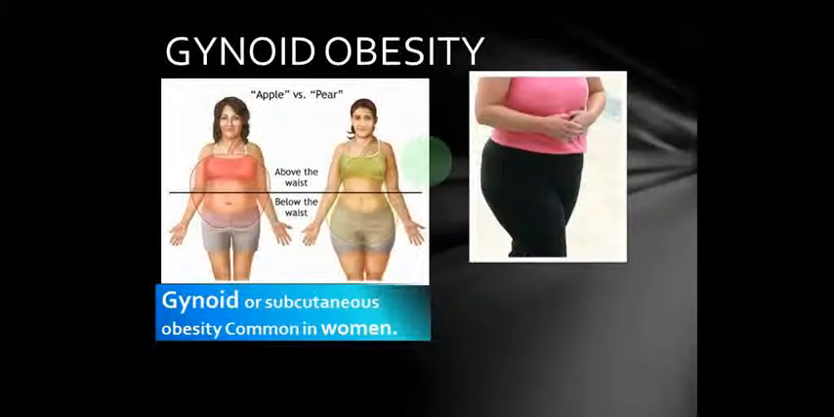Now the other one is called gynoid obesity. This particular obesity is associated with females. People usually develop fat in the hips and thighs, and also around the belly a little bit, but not like the typical beer belly. Gynoid obesity is hard to get rid of by dieting and exercising.